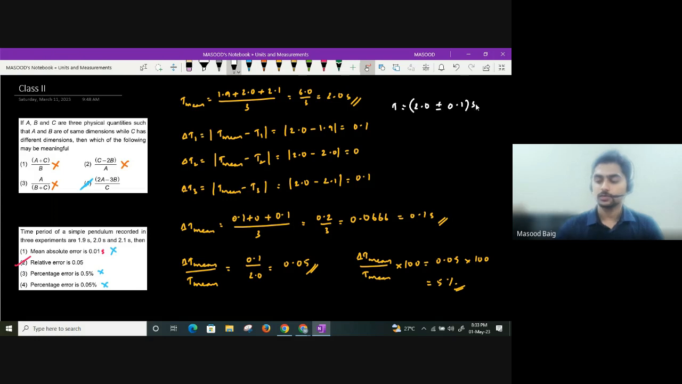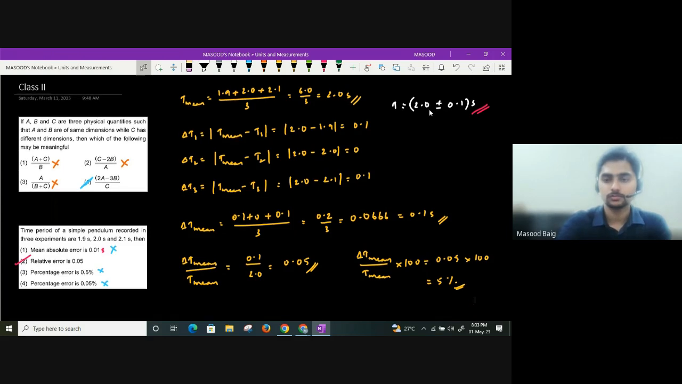This will be the time period. This is how you solve questions. You take any quantity, guys, measured values will be given. You can represent the mean value something like this. Find the absolute error in each measured value. Then find the mean absolute error. Then you can find the relative error. Then you can find the percentage error. And how will you represent the physical quantity? Mean value of the physical quantity plus or minus the mean absolute error associated with it. I hope it is clear.